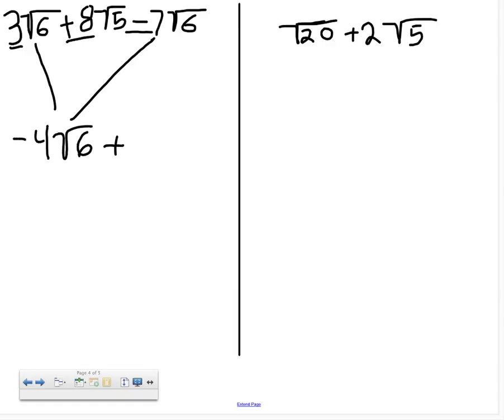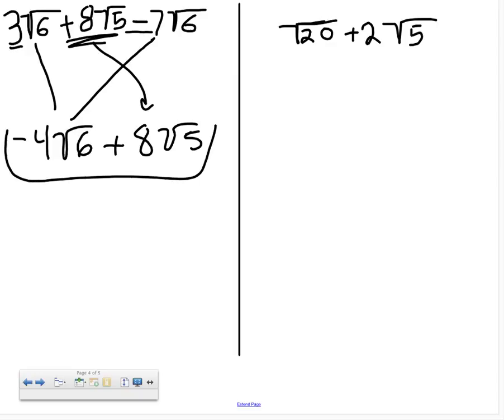Plus, this doesn't have anything to combine with, so it's going to go straight down here. 8 root 5, and I'm done. There's no more to combine there because root 6 and root 5 are different, so I'm just going to leave them separate. So again, combine what you can, leave out what you can't.